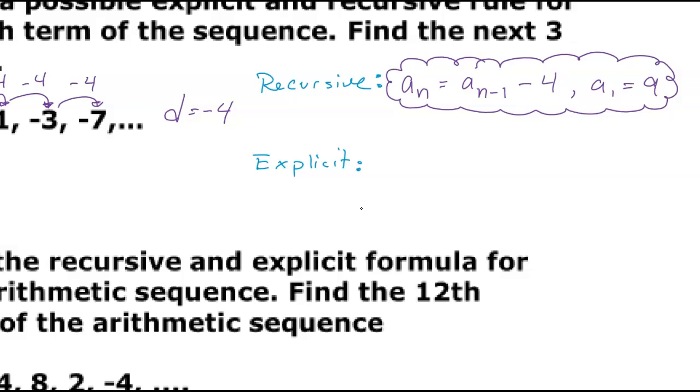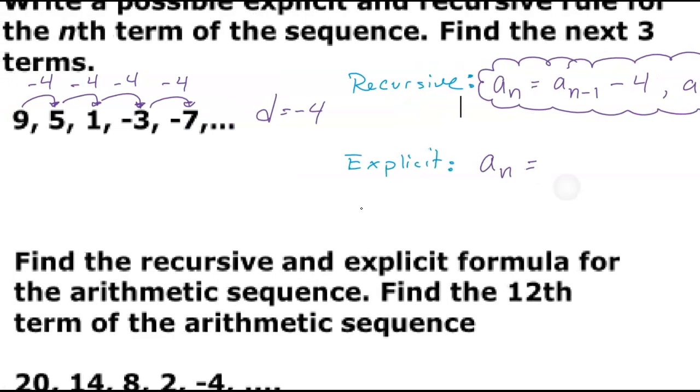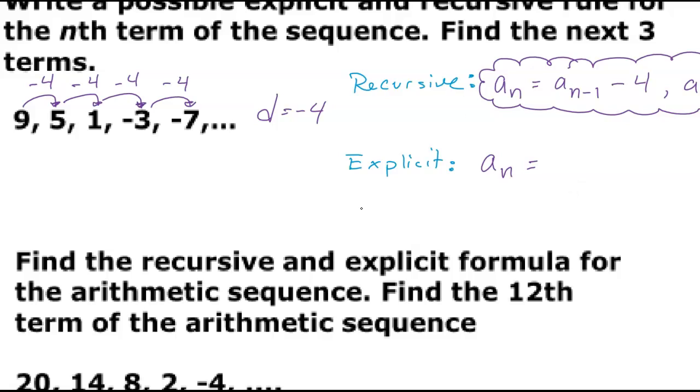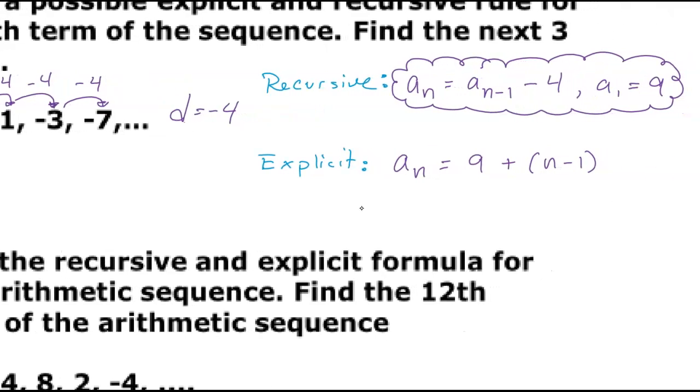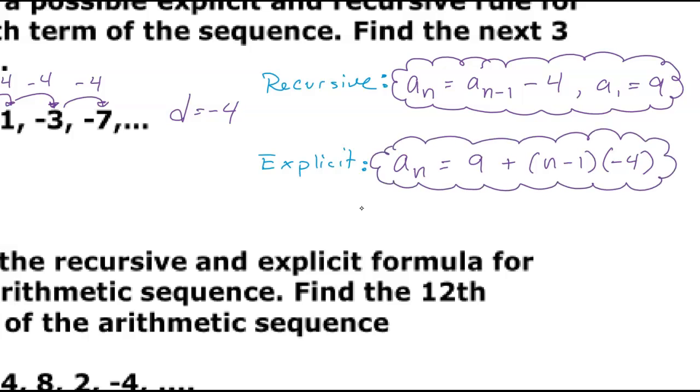Explicit, I'm going to write it two ways. I'm going to write it using the explicit sequence formula. A sub n is equal to a sub 1, which is what? What's a sub 1 in this problem? 9. 9 plus n minus 1 times the common difference, which is what? Negative 4. This is the explicit equation we could create using the formula.